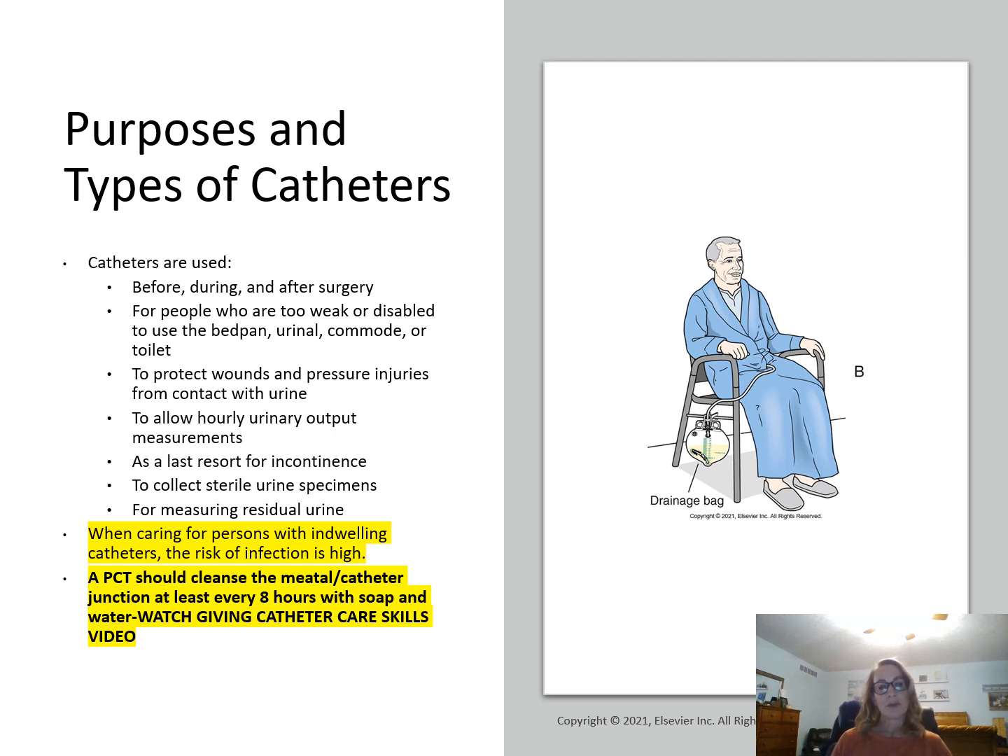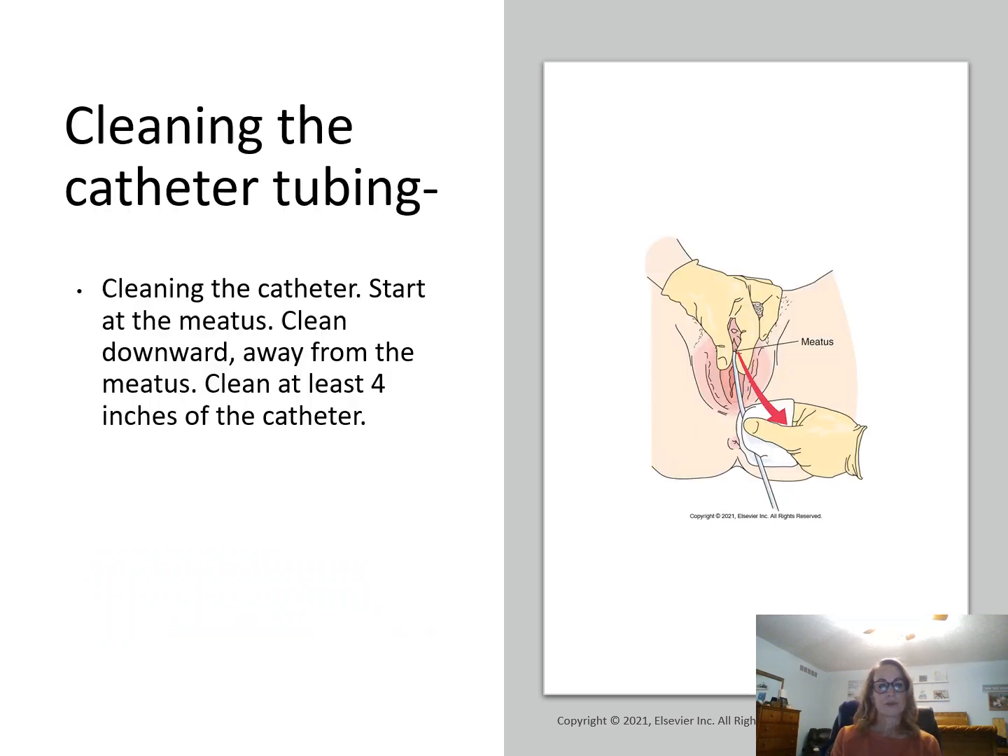When caring for people with indwelling catheters, the risk of infection is high. That's why we don't like to use them anymore. So a PCT would cleanse the meatal catheter junction at least every 8 hours with soap and water. Again, I want you to watch that skills video. So this is how we would do this, okay?